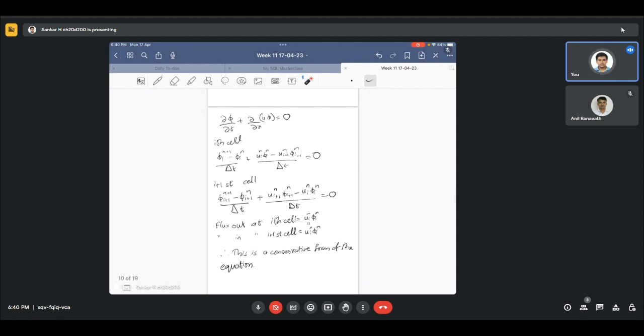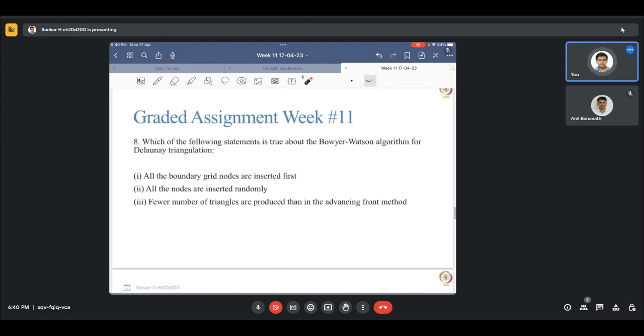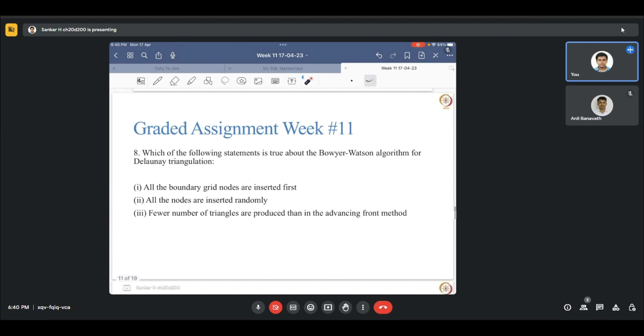Okay, we will proceed with the next question. Question number 8 regarding the Bowyer-Watson algorithm for Delaunay triangulation. Which of the following statements is true about the Bowyer-Watson algorithm for the Delaunay triangulation? No boundary grid nodes are inserted first. All the nodes are inserted randomly. Fewer number of triangles are produced than in the advancing front method as compared to the Delaunay triangulation.